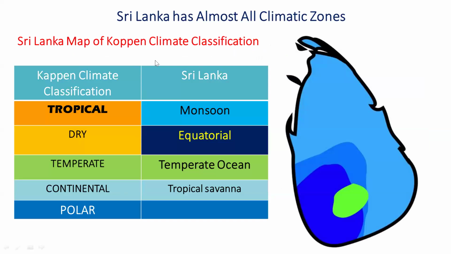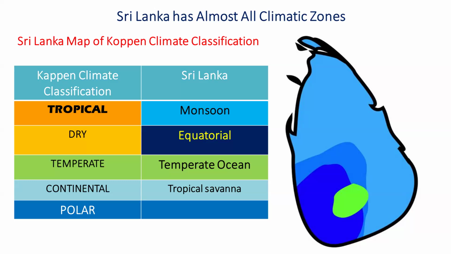Now, Köppen climate classification, that is the system of climate classification used by the climate experts. In fact, we are lucky, we have all climate zones. It is a very unique feature. Köppen climate classification, Sri Lanka.